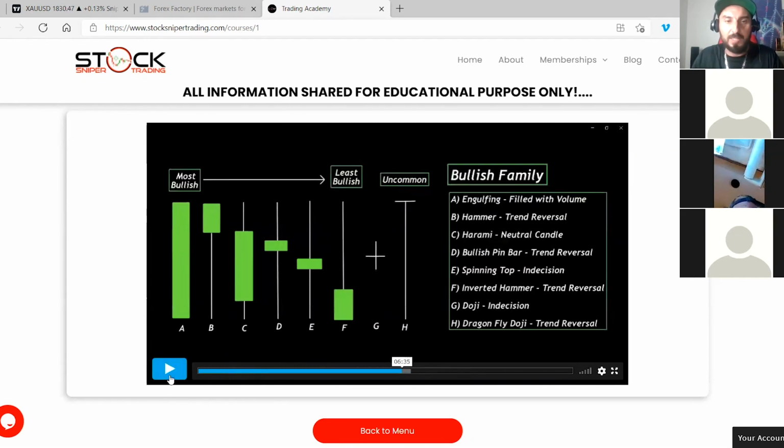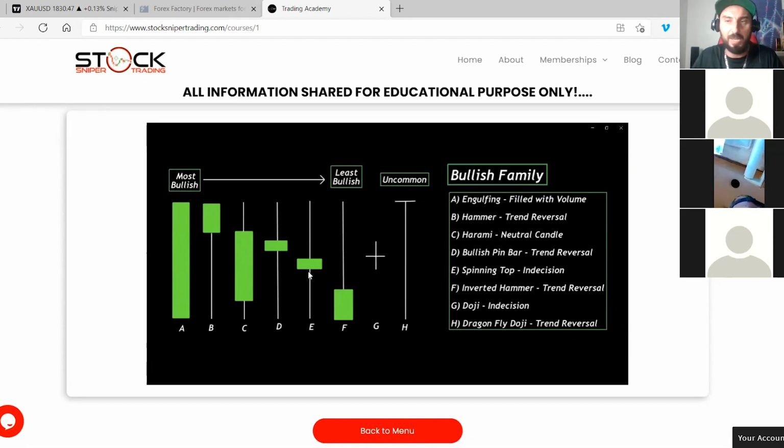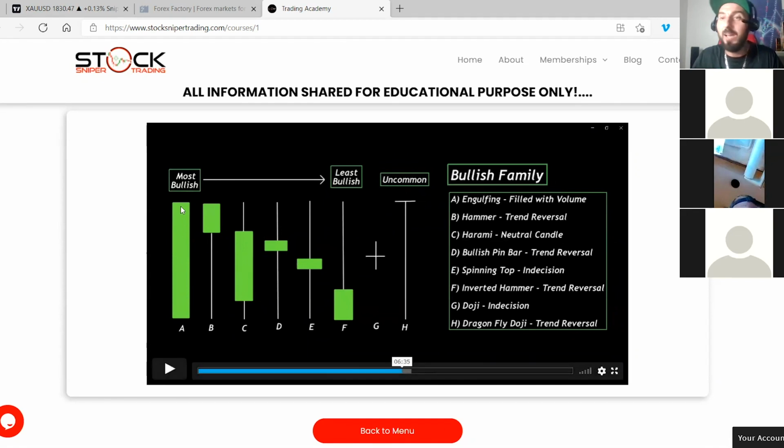Okay, so this is the bullish family of candlesticks. And yesterday, we did the entire bullish family where I went over these individual candlesticks, and it's going to be uploaded on the website, guys. So if you missed that, it'll be uploaded with this one. But we have individual candlesticks now, okay?